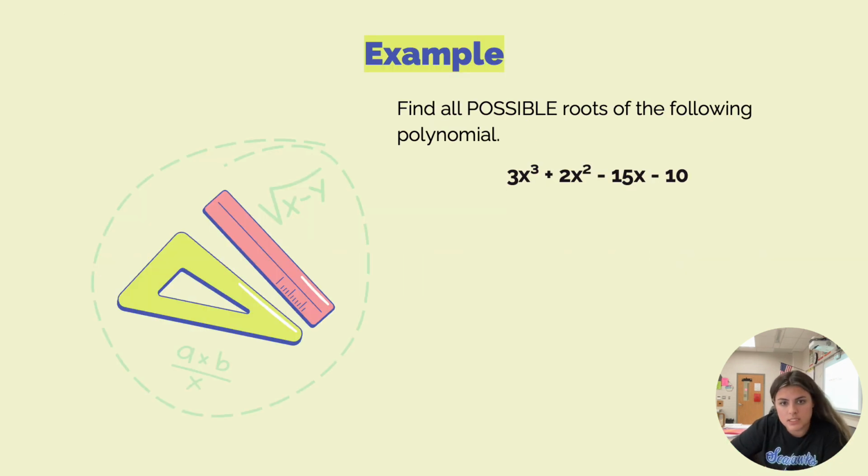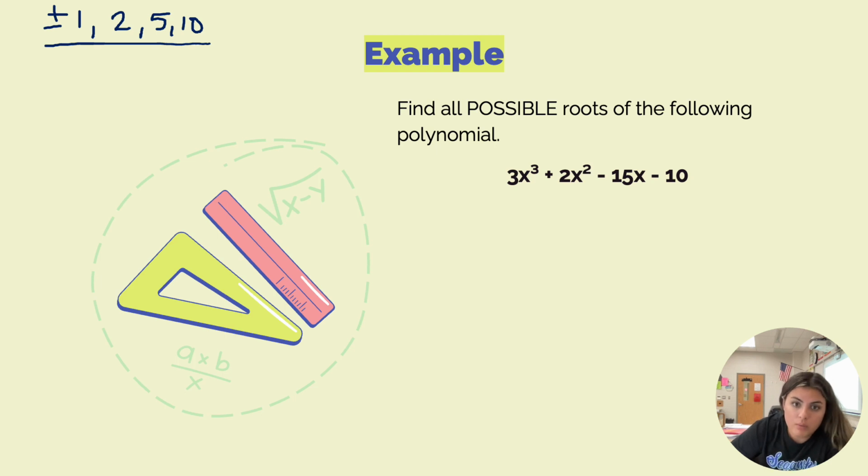So here's our first example where we want to find all the possible roots for the polynomial. A starting point for this is to look at your constant term, which is negative 10 here, and determine all of the possible factors of 10. So I'm going to write them up here. On the top, I want all the factors of 10. So this can be plus or minus 1, 2, 5, and 10.